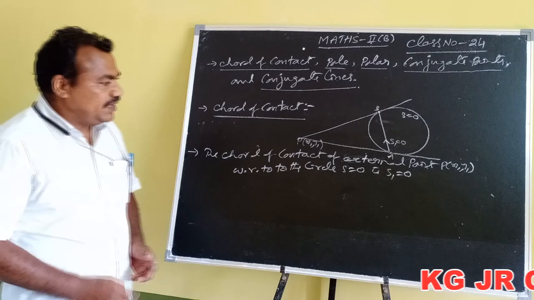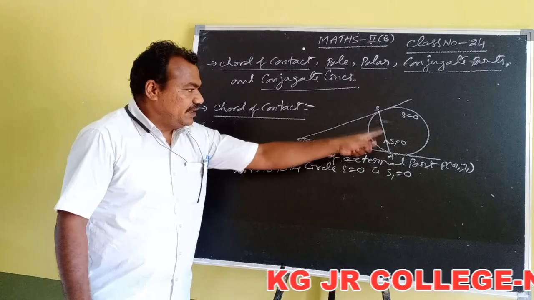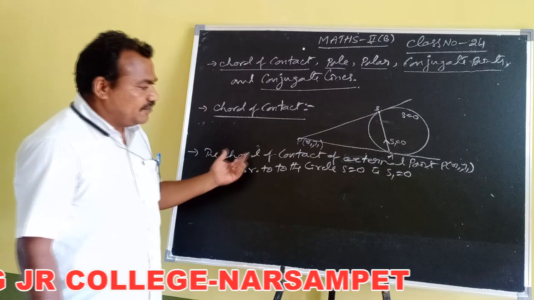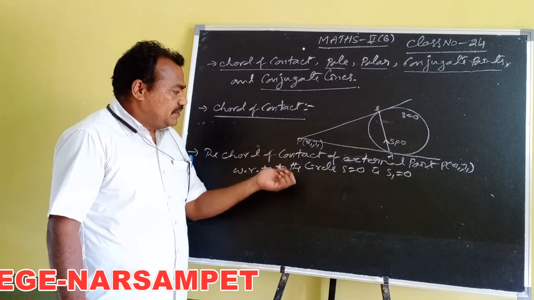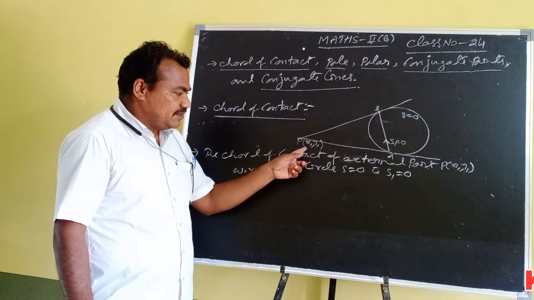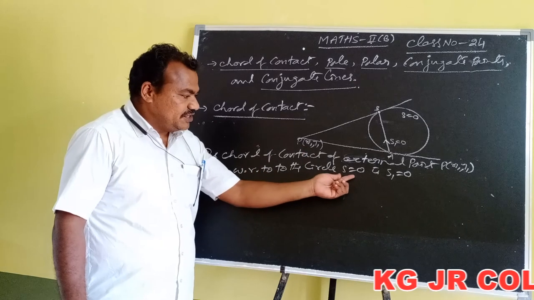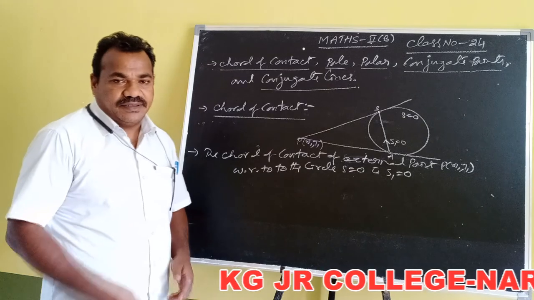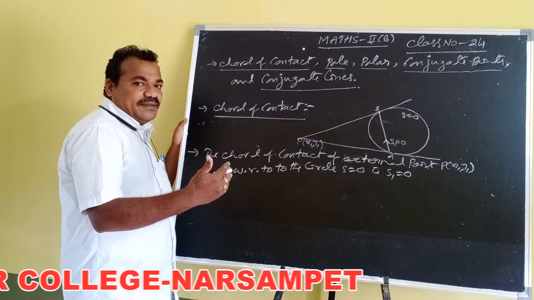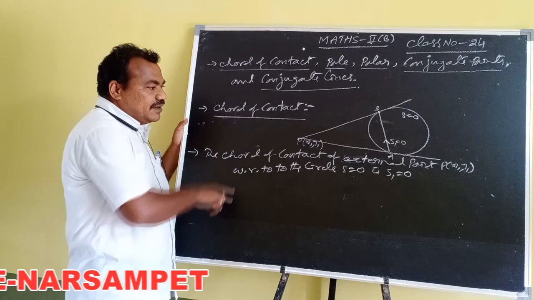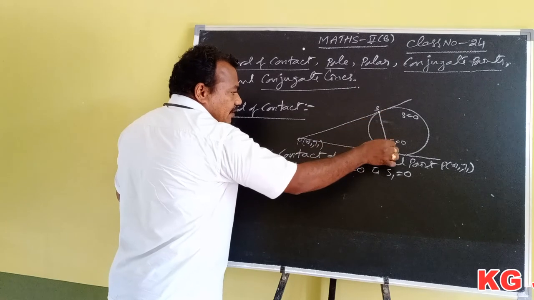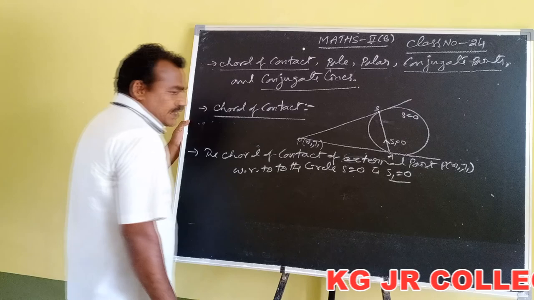Once again, chord of contact means a chord passing through the points of contact, so this chord is called the chord of contact. The chord of contact of the external point P(x1, y1) with respect to the circle S = 0 is given by the formula S1 = 0. S1 means xx1 + yy1 + g(x + x1) + f(y + y1) + c = 0.